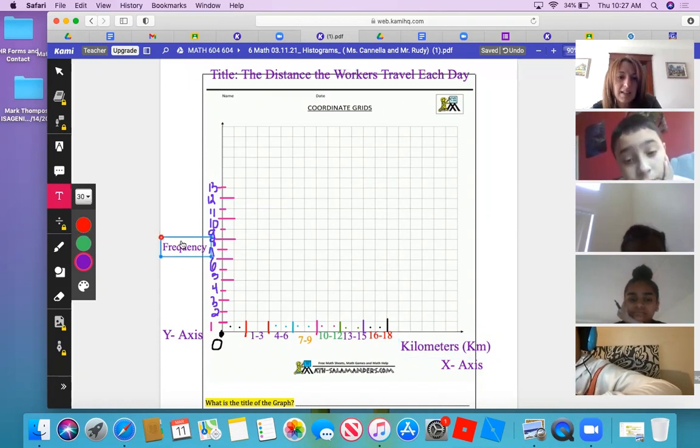And your Y axis is going to be the frequency, which means how many times that number shows up. Now, this is where everyone gets mixed up.